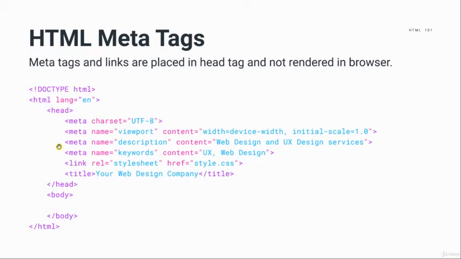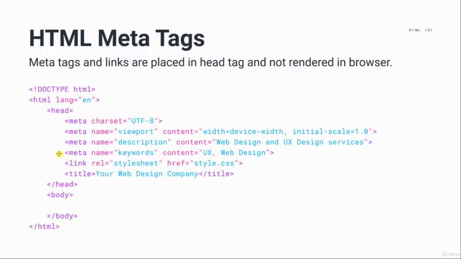So if, for example, you want to describe your website, you just open a meta tag and name it description, and then you put content inside it, web design and UX services. So if your website is about web design, UX services, or it's an e-commerce website, you just write a meta tag, and then inside the content you would write web design and UX services.